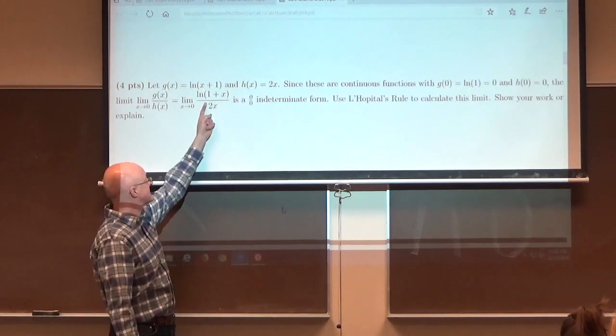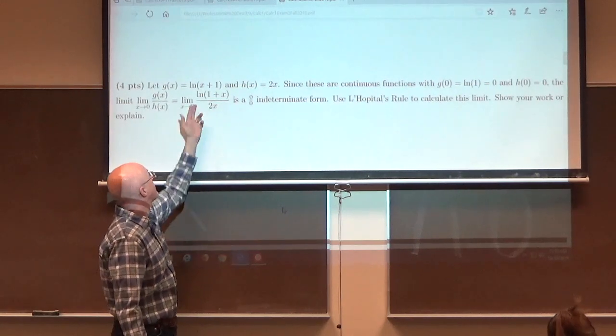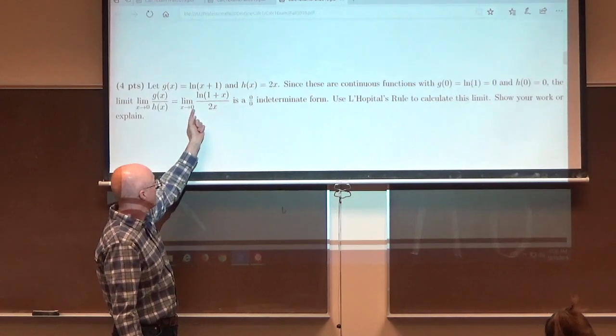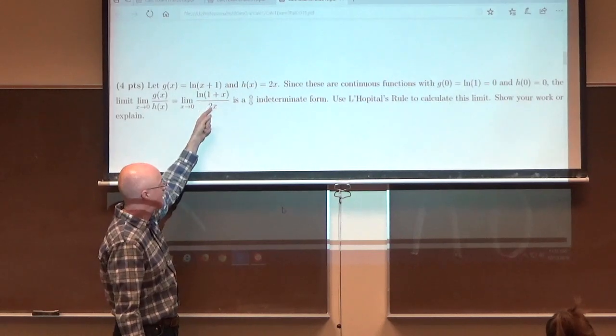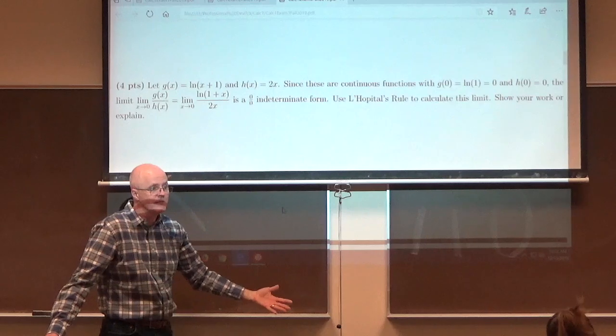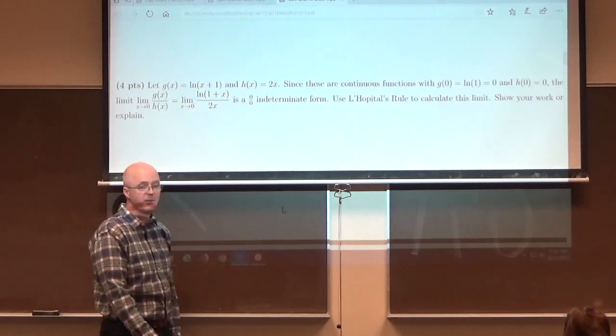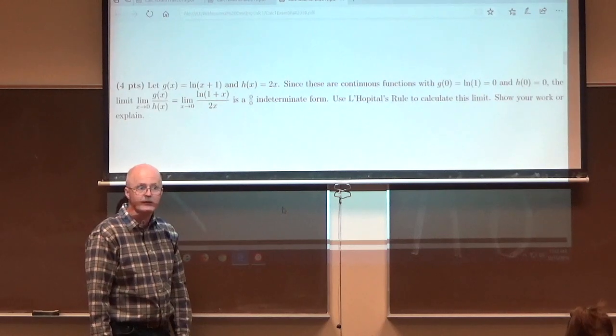It's because this is a 0 over 0 indeterminate form. Why? Because when you plug in x equals 0, what x is going toward, in the top and the bottom individually, you get 0 in both spots. Natural log of 1 is 0. 2 times 0 is 0. You can't just find this limit by plugging in 0. You'd be dividing by 0.